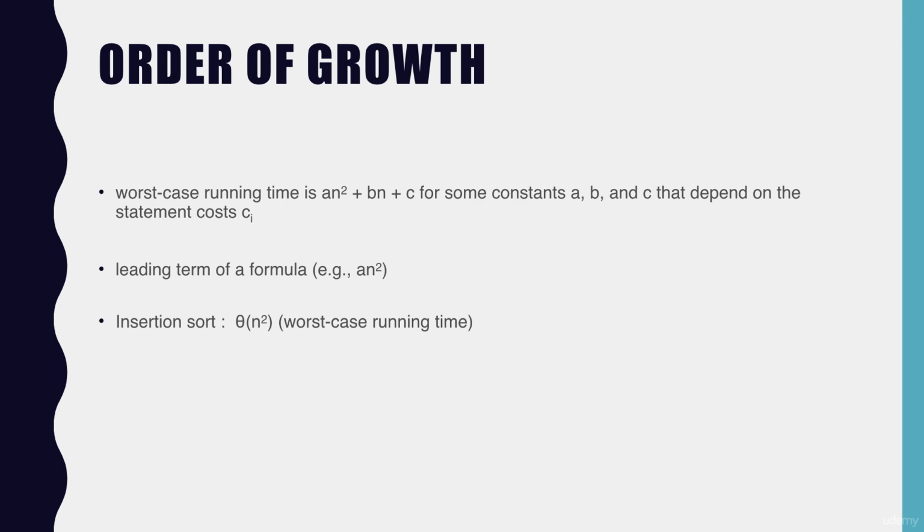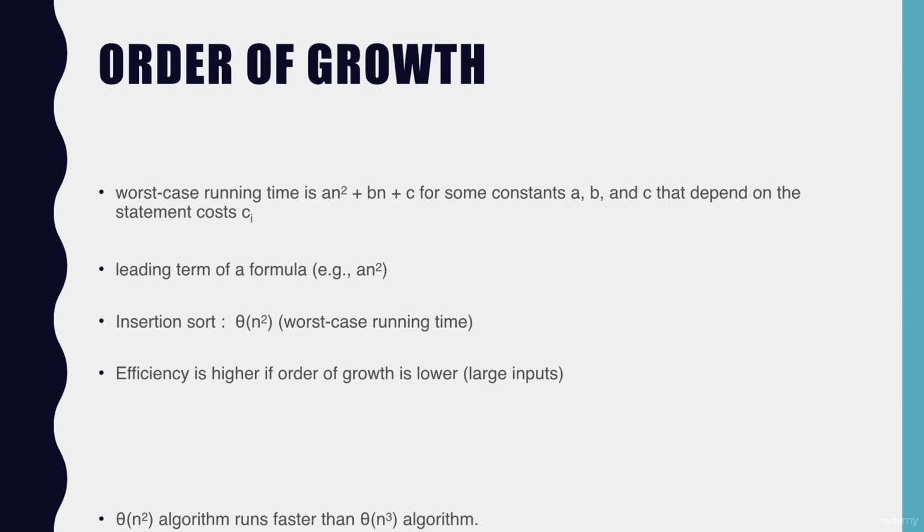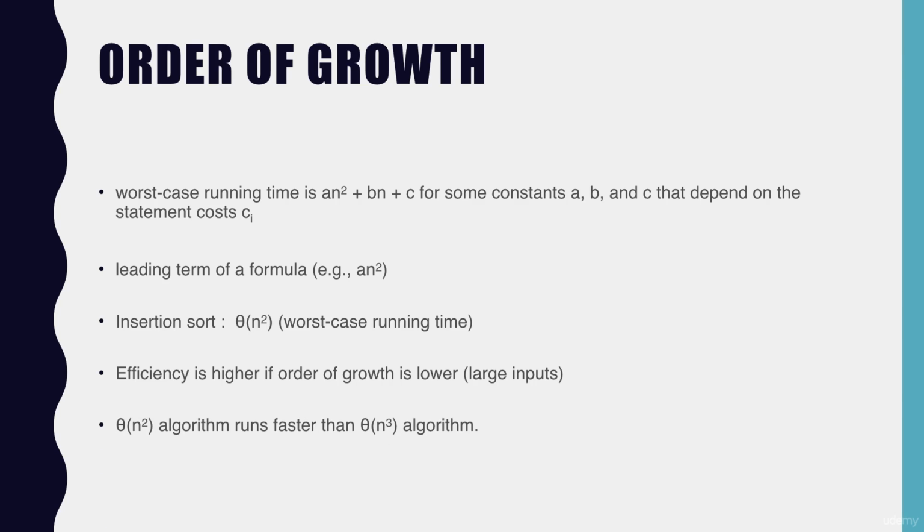We usually consider one algorithm to be more efficient than another if its worst case running time has a lower order of growth. Due to constant factors and lower order terms, this evaluation may be in error for small inputs. But for large inputs, a theta n square algorithm, for example, will run more quickly in the worst case than a theta n cube algorithm.